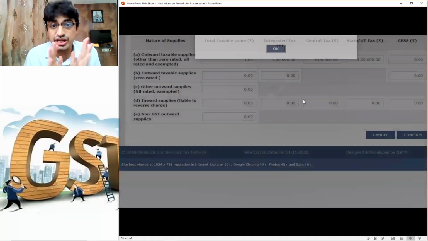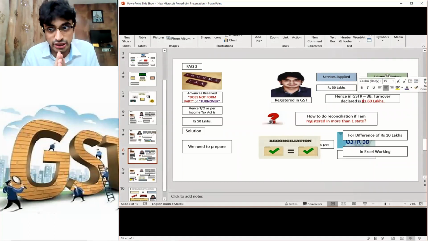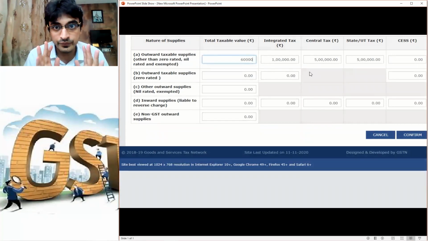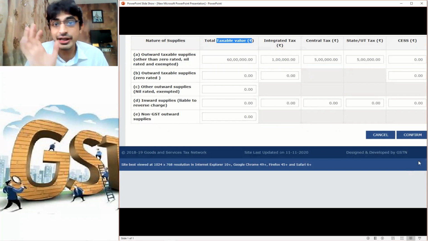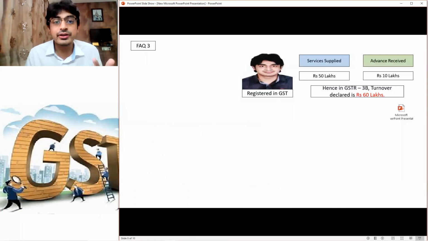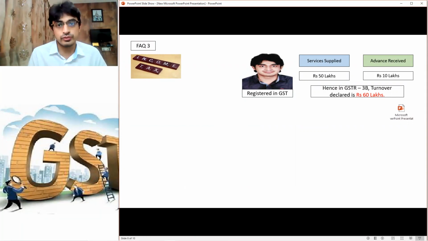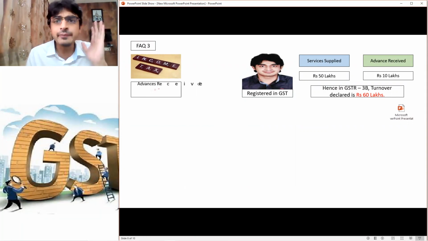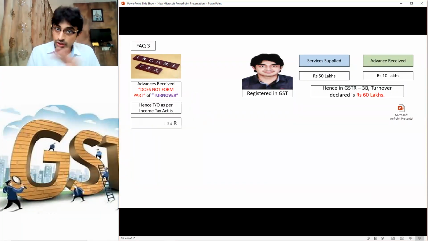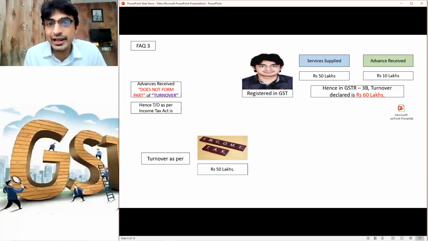See this, I'm opening my GSTR 3B. My turnover is 50 and that advance is also turnover as per GST. So I have declared my turnover as rupees 60 lakh. Clear? 60 lakh is my total taxable turnover as per the GST Act. Fair? But in income tax, these advances which I have collected from customers are not turnover. It's a balance sheet item. So in income tax, how much turnover have I declared? Only 50 lakh. Fair?